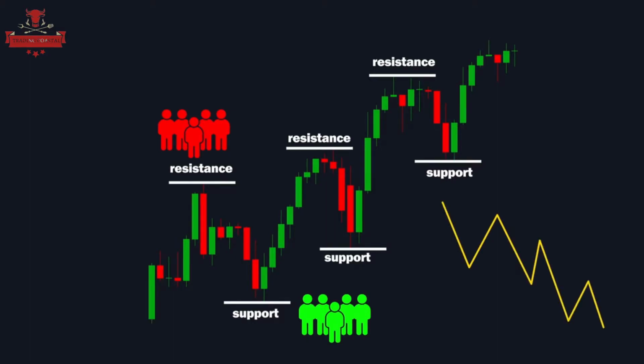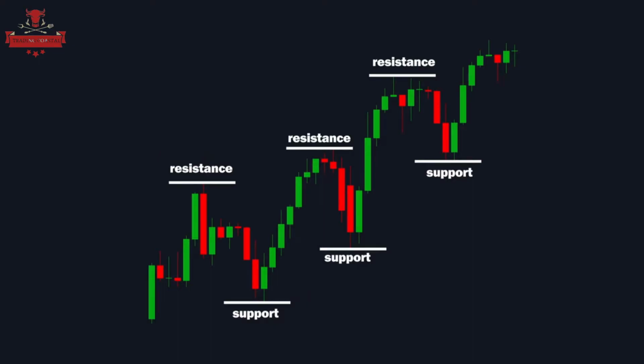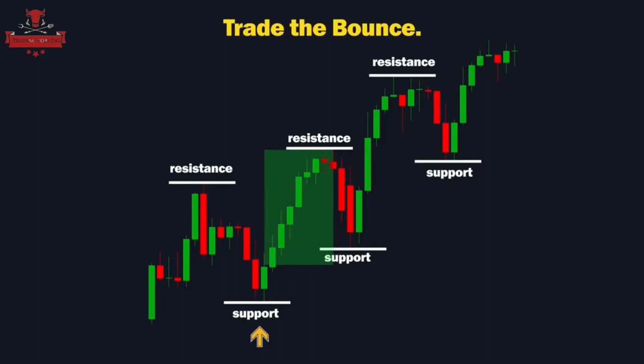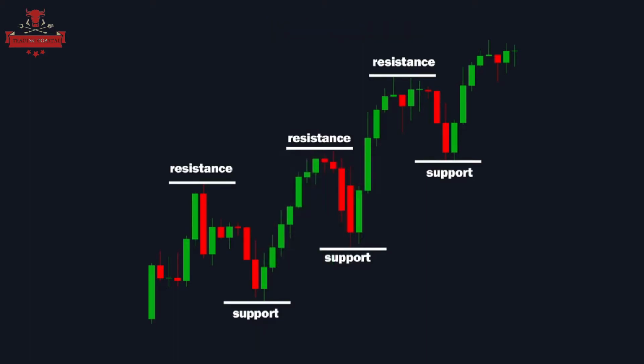In the most basic way, this is how support and resistance are normally traded. Trade the bounce. Buy when the price drops towards support. Sell when the price rises towards resistance. Trade the break. Buy when the price breaks up through resistance. Sell when the price breaks down through support.